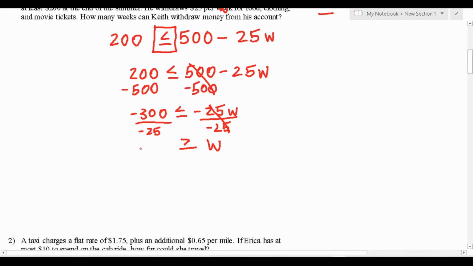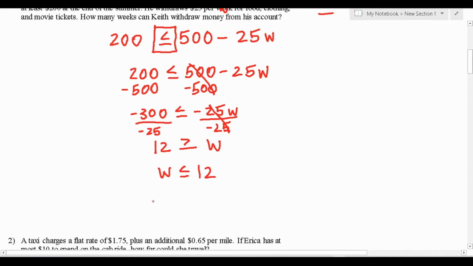Well, 25 times 4 will give you 100. 25 times 8 will give you 200. 25 times 12 will give you 300. So we know this is going to be 12. Again, a negative divided by a negative is going to be a positive. So if we rewrite this with the variable on the left, we can see w is less than or equal to 12. And again, that says, in other words, he can go no more than 12 weeks withdrawing money from his account.